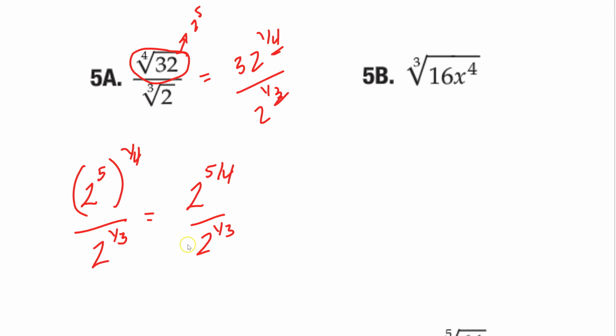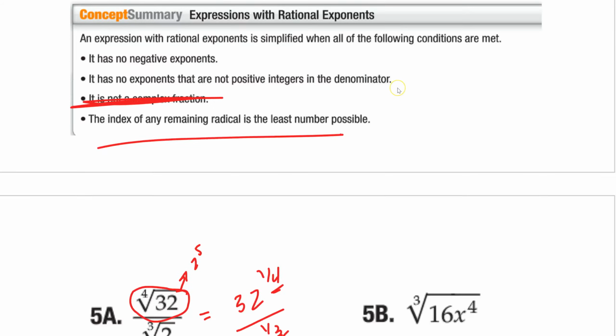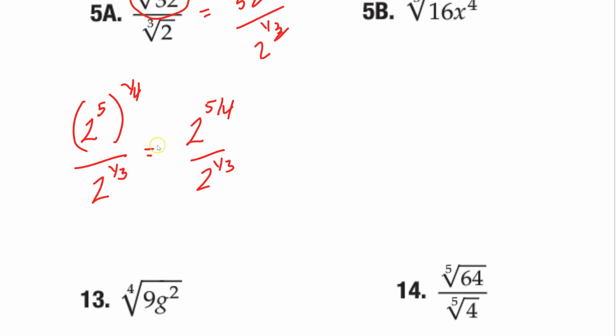Again, we're going to do this a lot more next chapter. It's like a little preview. And now you go, wait, these are the same base. Remember how we do it with the same base? Same thing we did up here. When you have the same base, you just subtract the powers. So my next step here would be 2 to the 5/4 minus 1/3.